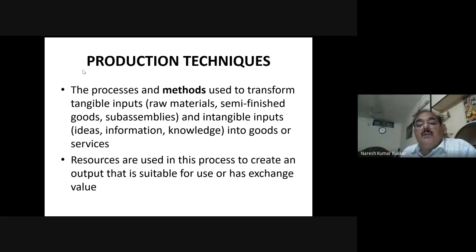Then comes the production techniques. The processes and methods used to transform tangible inputs, that is raw material, semi-finished goods or sub-assemblies, and intangible inputs like ideas, information, knowledge into goods or services. So resources are used in this process to create an output that is suitable for use or has an exchange value.